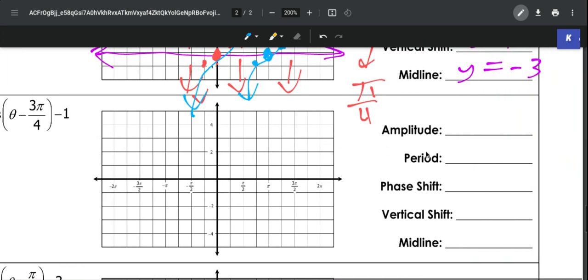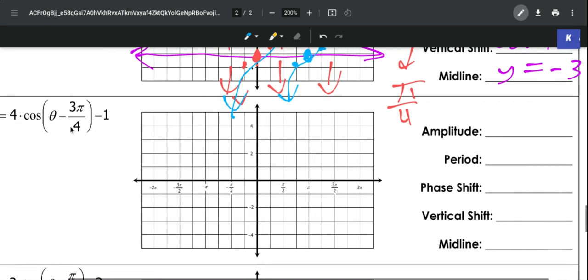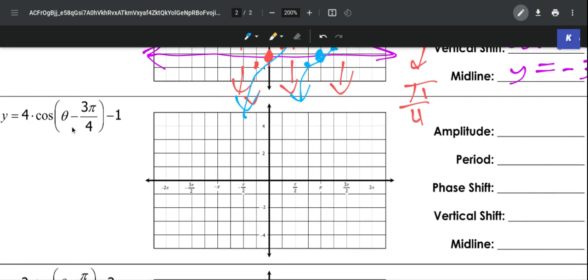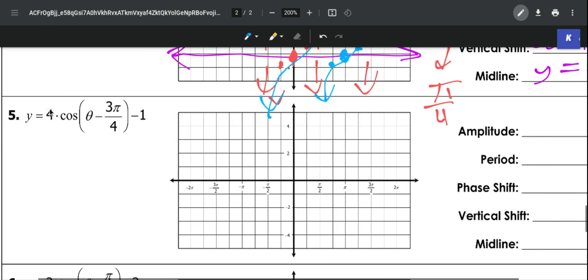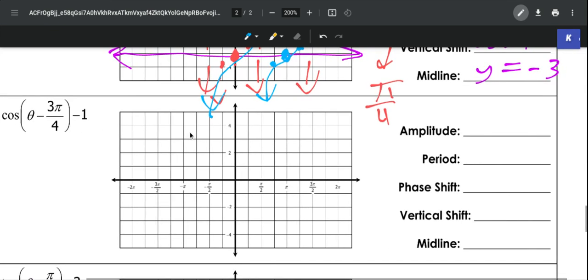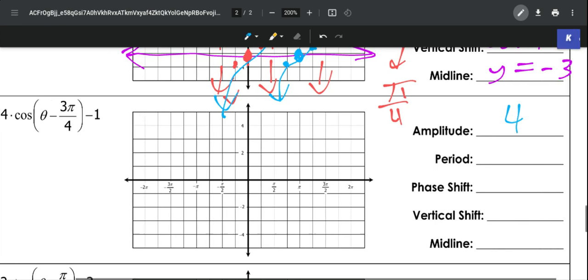All right, so first let's get everything we need. Let's get our amplitude, period, phase shift, vertical shift, midline, and then we'll look at graphing this. So for cosine, the amplitude comes from A, and A here would be 4. It's just 4 multiplied out in front. So our amplitude here is 4.